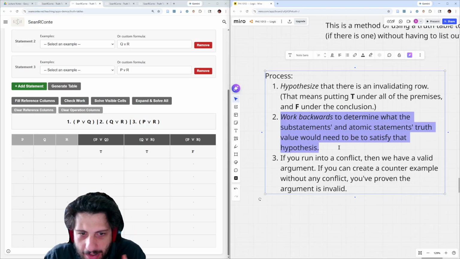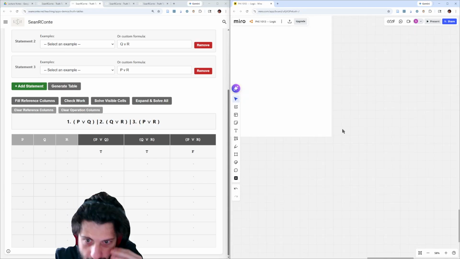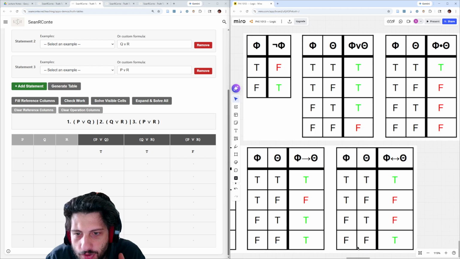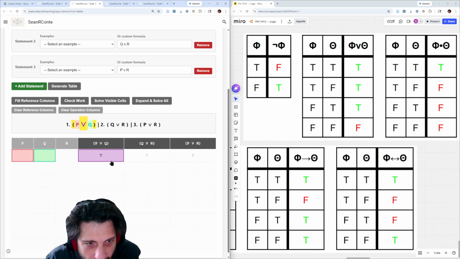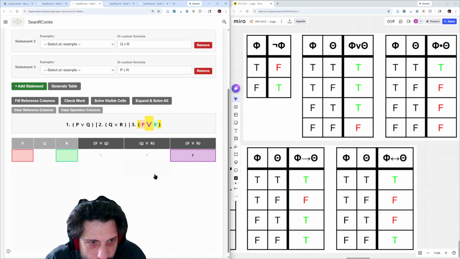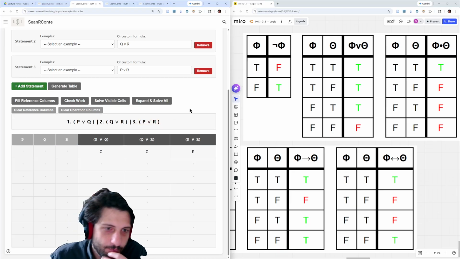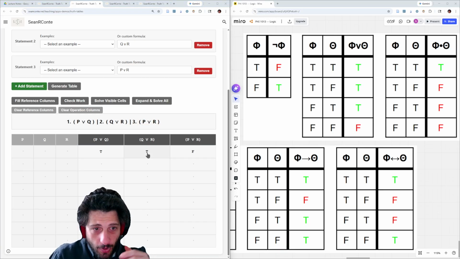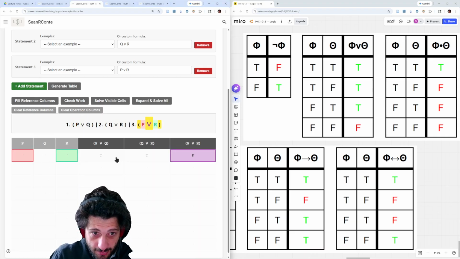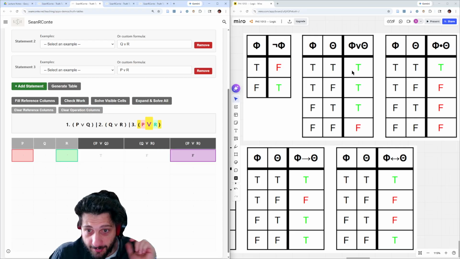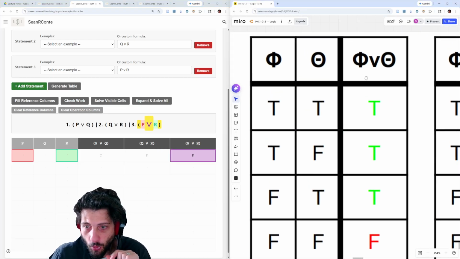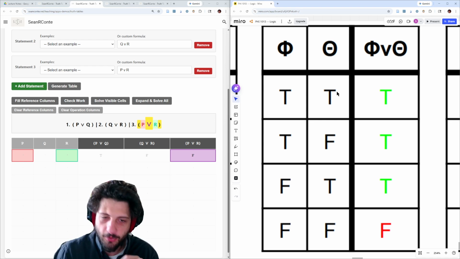Working backwards is now when we're going to jump down to our truth tables. The idea is we want to say, okay, based on the fact that we're calling this true, and this false, what can we say about P, Q, and R? Well, each of these is a disjunction. Each of these is an or statement. So the thing to be thinking about now is of course our or statement. Let me just bring that into our focus.